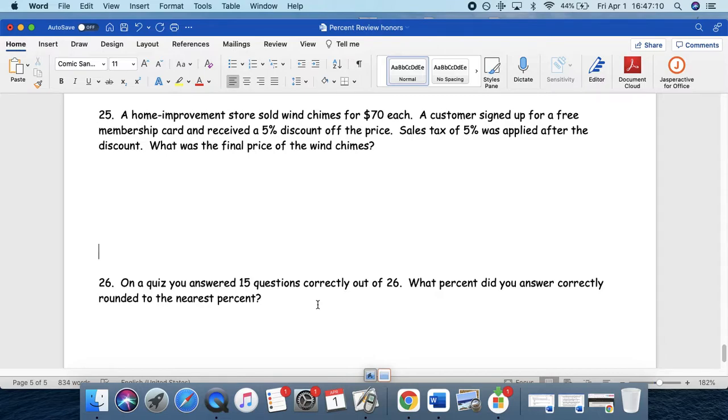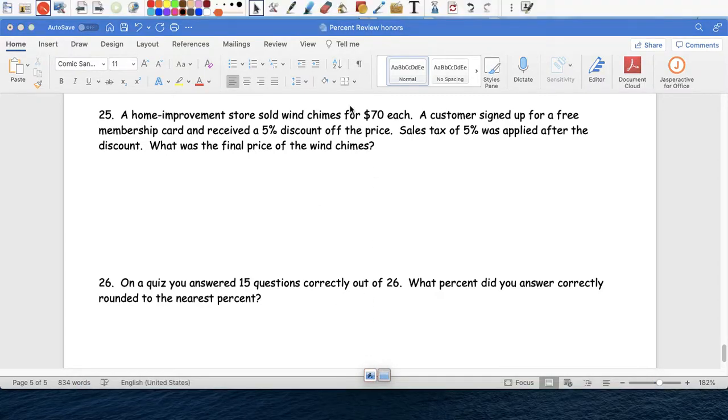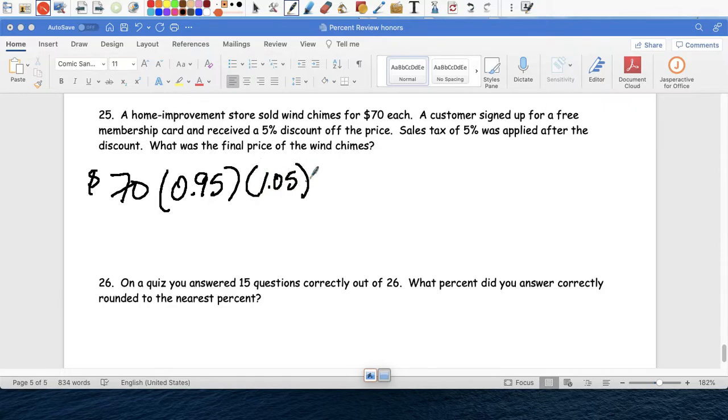All right, so the really more direct way: $70 times the discount. If you take 5% off, I have to pay for 95% of the item still. And then if you add taxes to it, it'd be 100% of the item plus 5%, which takes me to 1.05. $70 times 0.95 times 1.05 equals $69.83 at the register.